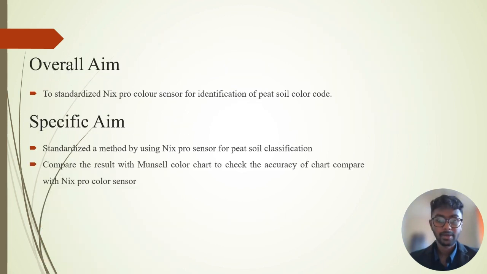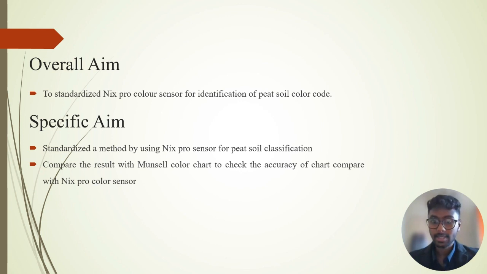Now that I have identified the problem, let's state the overall aim for this project. My aim is to standardize the NIX Pro color sensor for identification of peat soil color code. My specific aims are to standardize a method using the NIX Pro color sensor for peat soil classification, and to compare the result with the Munsell color chart to check the accuracy of the chart compared with the NIX Pro color sensor readings.